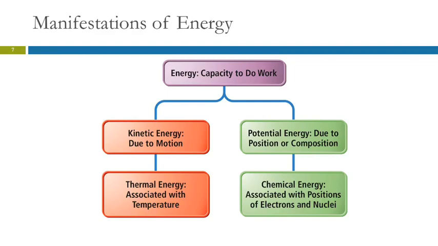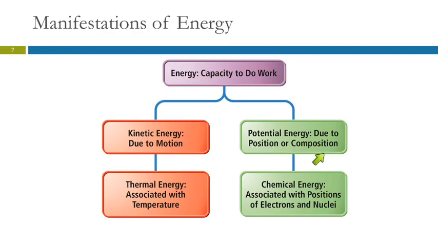So this is sort of a summary of these ideas about energy. Energy is the capacity to do work. We've got kinetic energy due to motion. Thermal energy is a form of that. It's the motion of the particles. So temperature is an average kinetic energy of the particles. This is a type of kinetic energy.